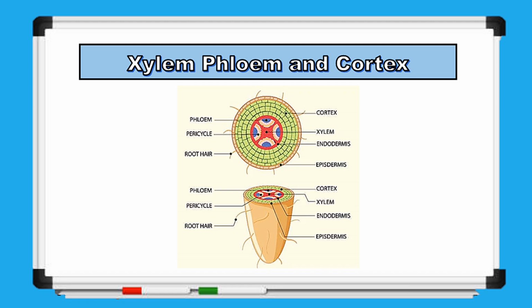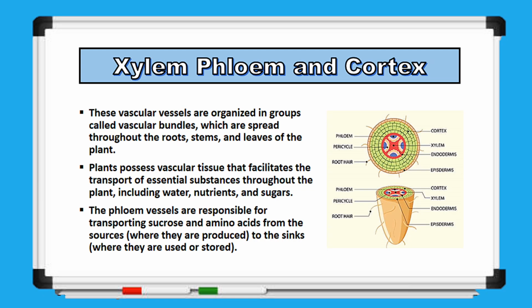Then we have the phloem, the vascular tissue that transports sugars, the food produced during photosynthesis, from the leaves to other parts of the plant, including the roots. Finally, the xylem is the vascular tissue responsible for carrying water and dissolved minerals from the roots upward to the rest of the plant. Together, these tissues make the root highly efficient at both transport and storage, supporting the plant's overall growth and survival.